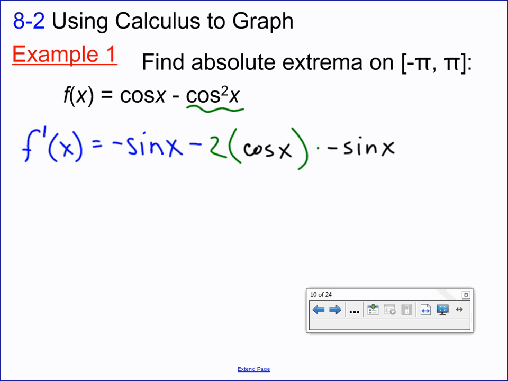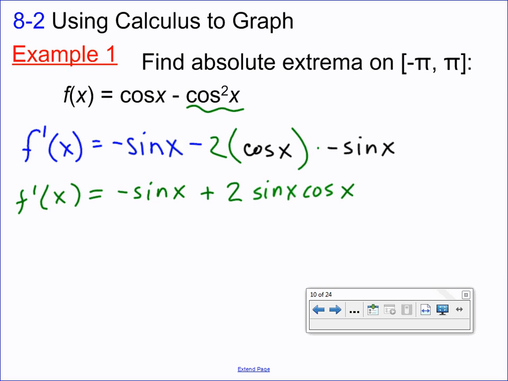So it looks like my f prime expression can be simplified a little bit here. I'm getting negative sine of x. Negative times a negative overall is a positive 2 sine x cosine x. Is that what you guys are getting? So it looks to me like f prime is given by negative sine of x plus 2 sine x cosine of x.